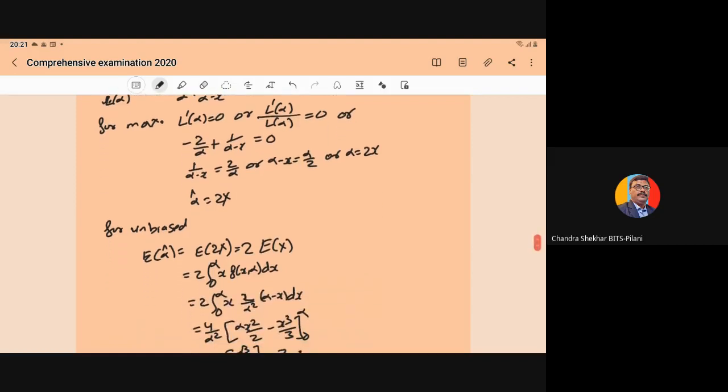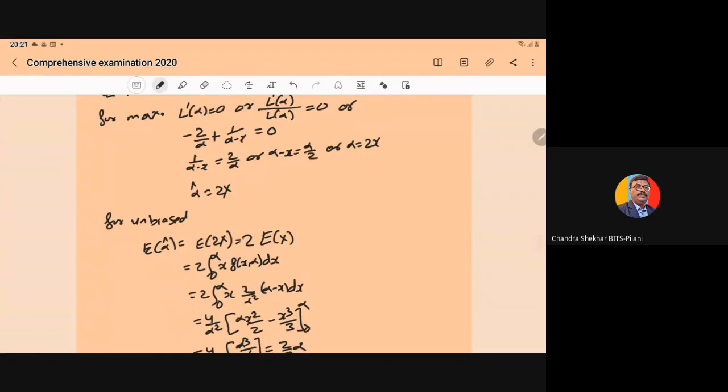Now they are asking whether it is an unbiased estimator or not. For that, we compute the expected value. If the expected value of alpha cap is equal to alpha, then we say it is unbiased. If it is not equal to alpha, then we say it is not an unbiased estimator. So here we compute the expected value of alpha cap. It will be the expected value of 2x, and expectation follows the linear property, so it will become 2 into E of x.